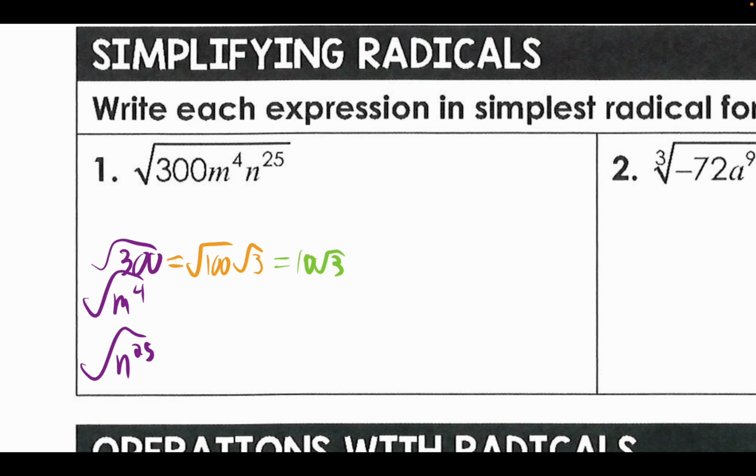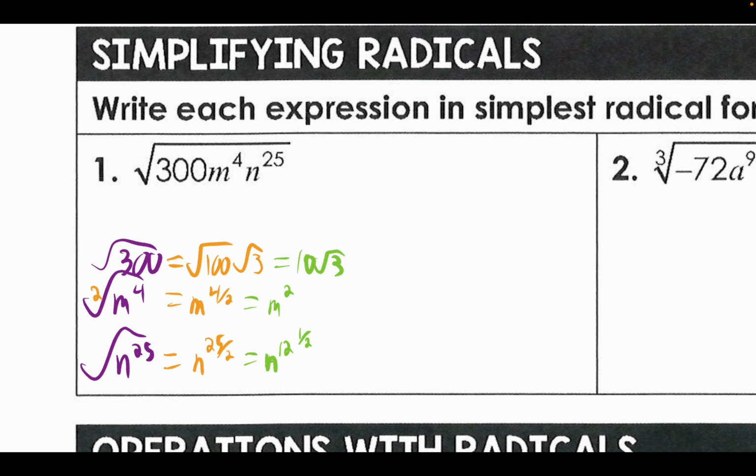Then square root of m to the 4th is m to the power of 4 over 2, because the index or root is secretly 2 on that square root. And so that is m to the power of 2, or 2 over 1, as it reduces. And square root of n to the power of 25 is really n to the power of 25 over 2. That'll be helpful here, because that's n to the power of 12 and 1/2, because 2 goes into 25 12 times with 1 remaining.